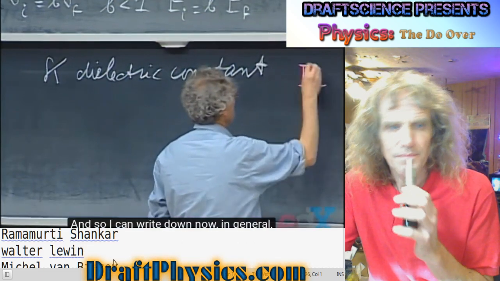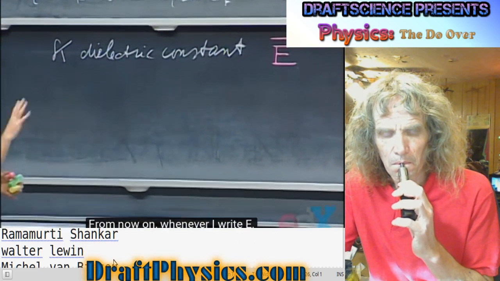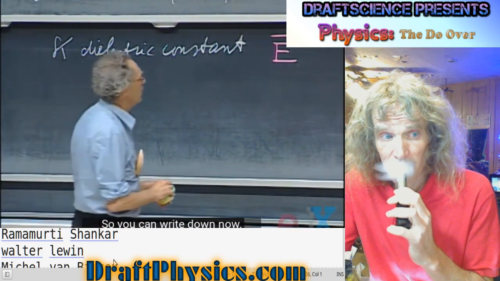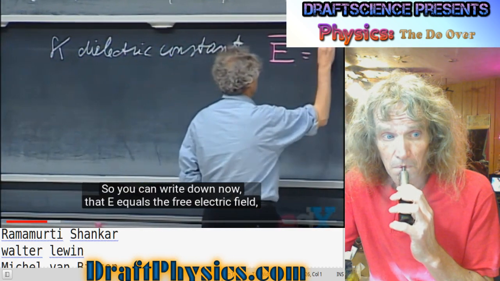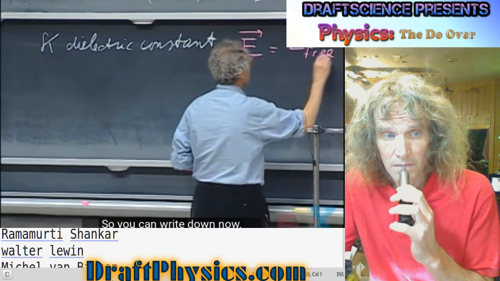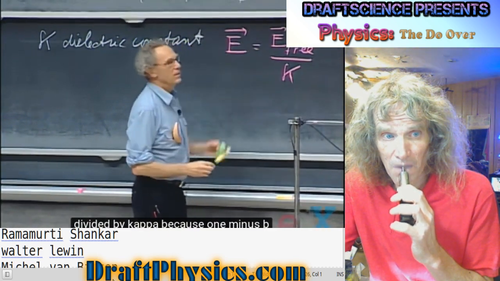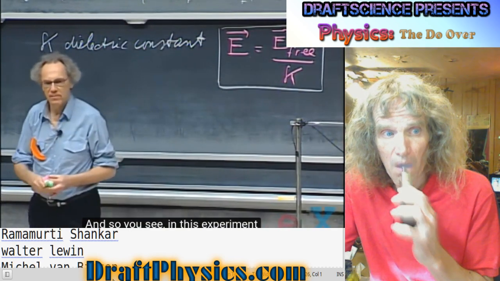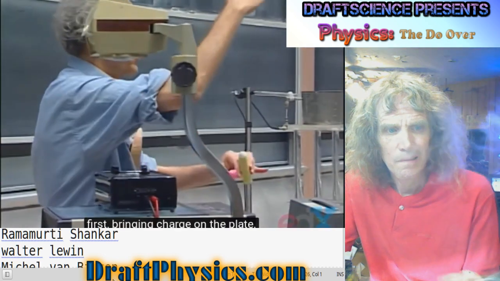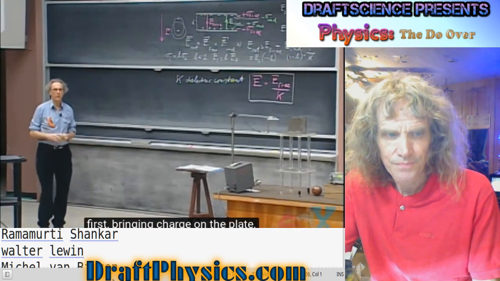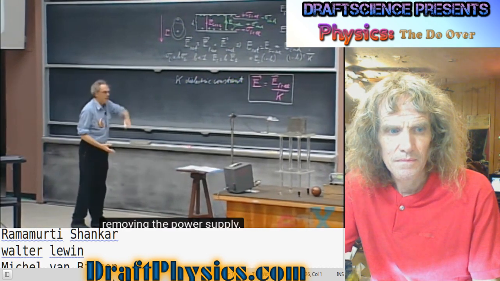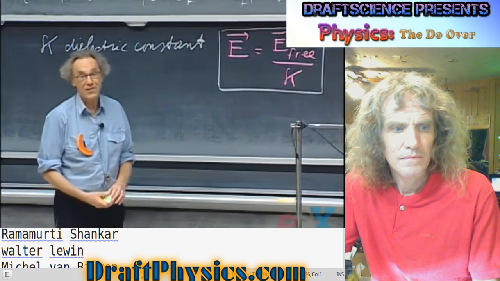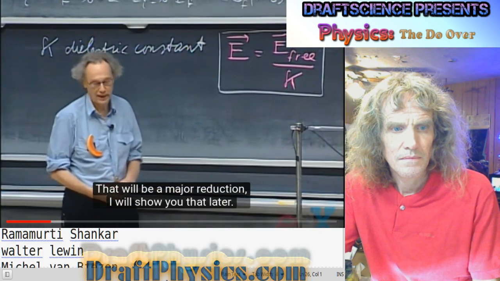In general, that E, and I drop the word net now. From now on, whenever I write E, throughout this lecture, it's always the net electric field. Take both into account. So you can write down now that E equals the free electric field divided by kappa, because 1 minus b is 1 over kappa. And so you see, in this experiment that I did in my head, first bringing charge on the plates, certain potential difference, removing the power supply, shoving in the dielectric, that the E field will go down by a factor kappa. Kappa for glass is about 5. That would be a major reduction. I will show you that later.